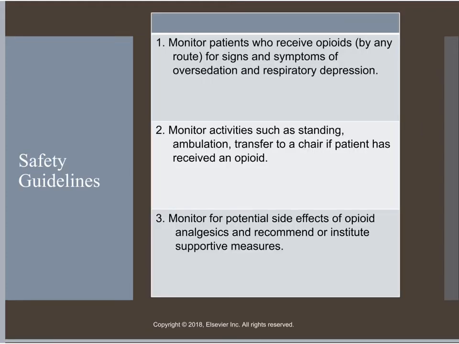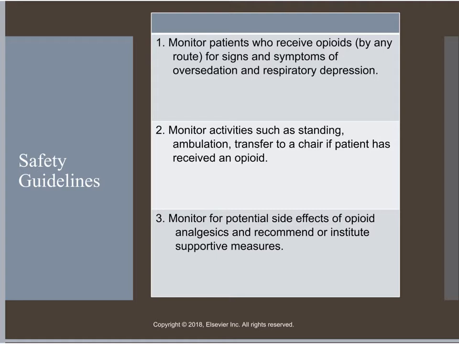Safety is one of the most important things for our patients as nurses. So, monitor patients who receive opioids by any route for signs and symptoms of oversedation and respiratory depression. Excess sedation means that they are difficult to arouse and precedes respiratory depression, especially in opioid naive patients who are not chronically receiving opioid analgesics on a daily basis. Using a standard sedation scale can prevent respiratory depression by observing for and intervening for oversedation.